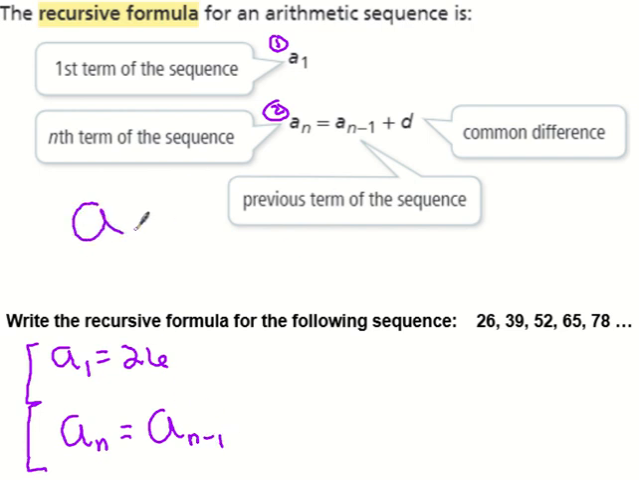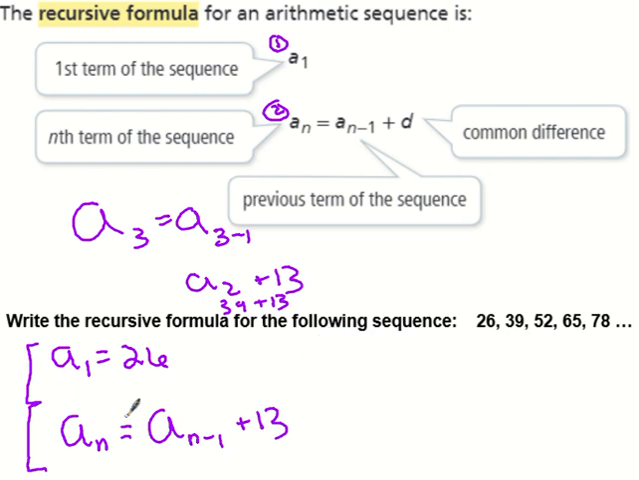For example, if I wanted to know what the third term was, I would need to figure out what the second term is. I would take 3 minus 1, because this is n. That's really the second term. And then I have to add whatever the common difference is. The common difference in this particular one is 13. So using this example again, n is 3, subtract 1 from it, so I need to know what the previous term is. That's the second term. The second term in this sequence is 39, so now I can plug in 39, add 13 to it, and that gives me my third term, which is 52.